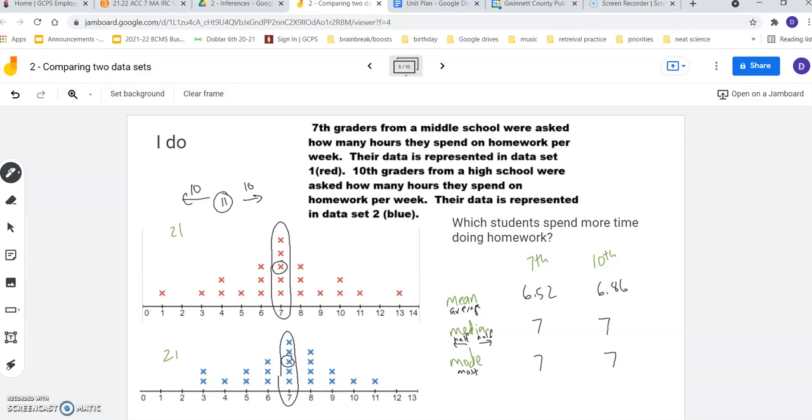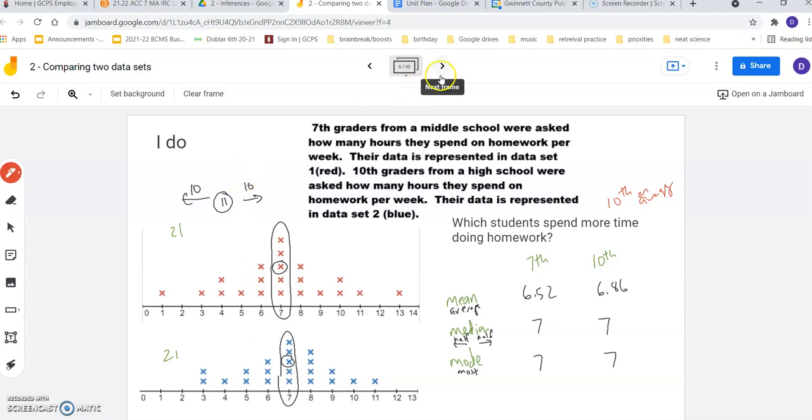So it looks like here these are very, very close. But due to a slightly higher average, I would say the 10th graders spend more time on average. Just a bit. Looks like 3/10 of an hour. That's like 18 minutes, something like that.